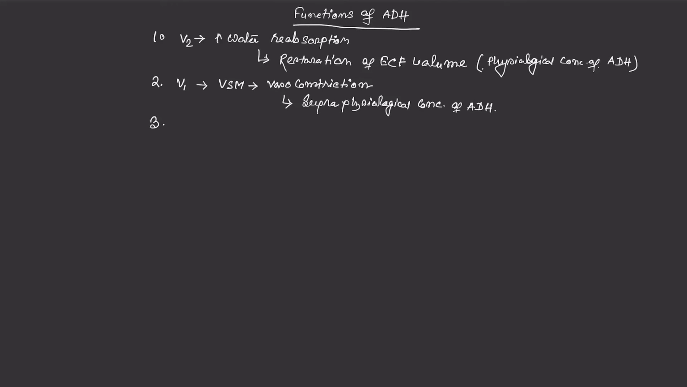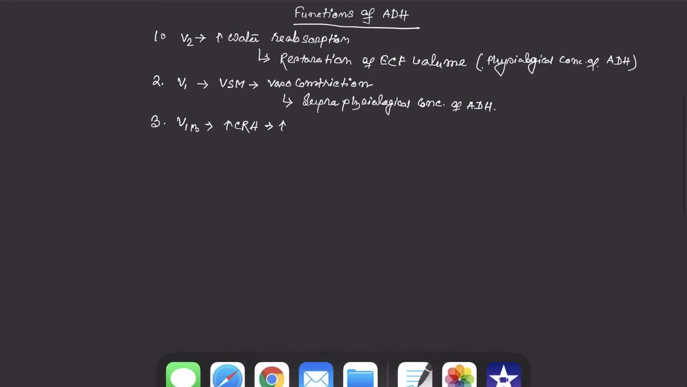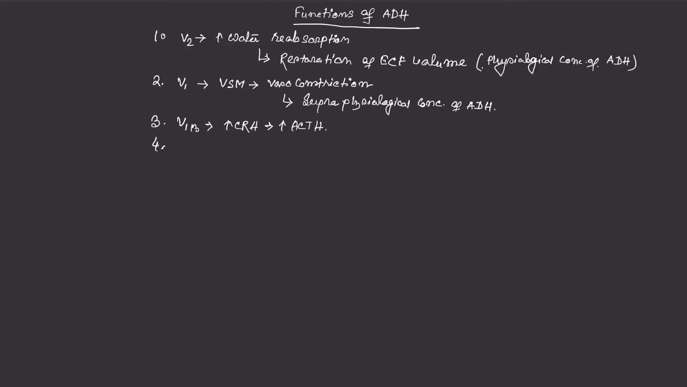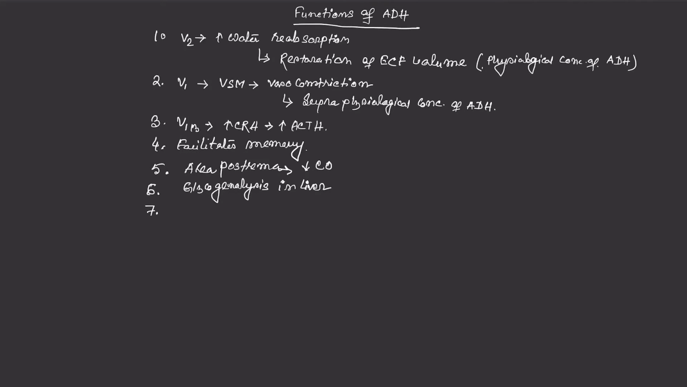Now via the V1b receptors, which we have already discussed are present at the hypothalamus, it causes an increase in the release of corticotropin releasing hormone, ultimately increasing the ACTH concentration. ADH may act as a neurotransmitter in the brain, where it facilitates memory. It may also act at the area postrema, and via its action there, it decreases the cardiac output. It also helps in glycogenolysis in the liver. In different parts of the central nervous system, this antidiuretic hormone may act as a neurotransmitter.